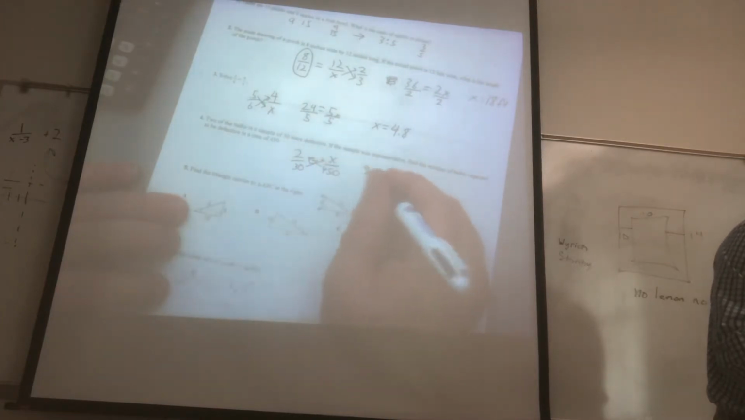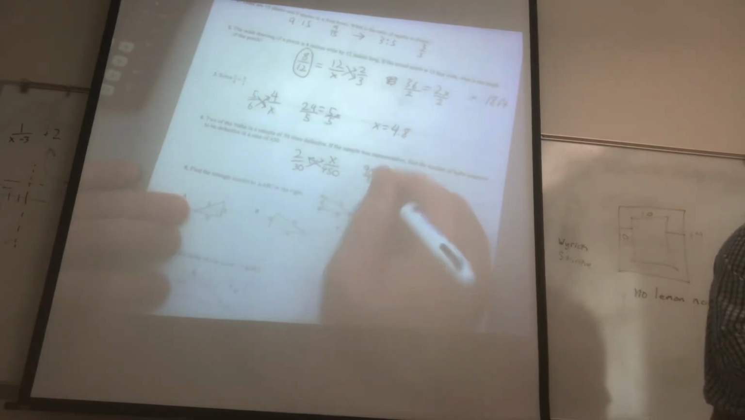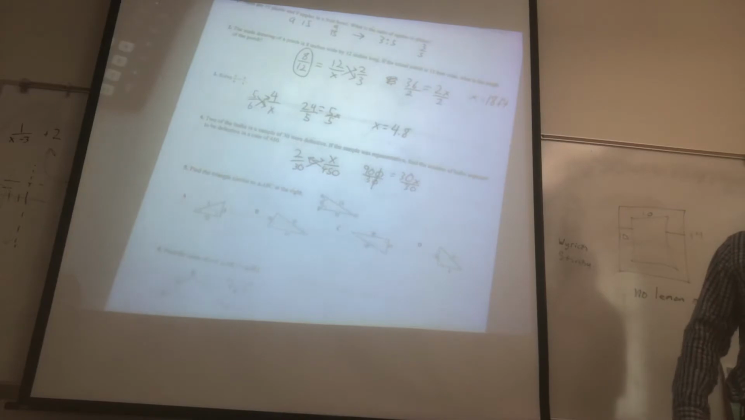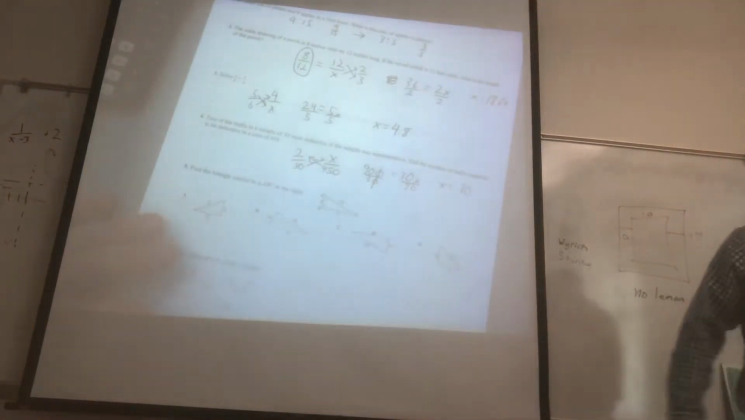450 times 2 is 900. 30 times x is 30x. Divide by 30, and if I divide by 30, I can basically just cross out a 0 and say it's 90 divided by 3, which means x is 30.